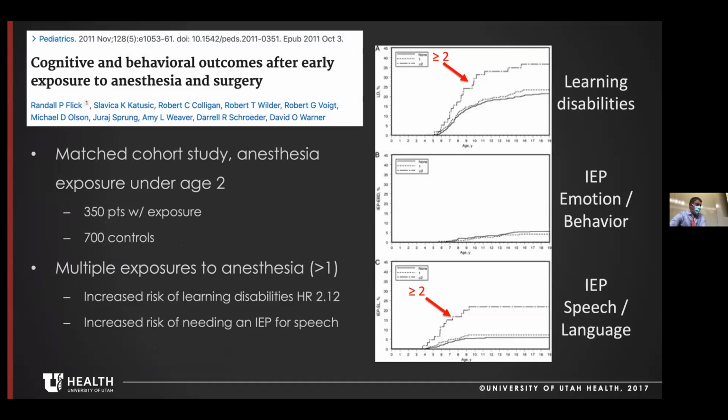Okay, so considering that, does the number of procedures really matter? Should we just be concerned about the final result? Well, there is some evidence, at least in younger children, that multiple anesthetics can be harmful. This shows a matched cohort study comparing 350 patients exposed to a general anesthetic under age 2 to 700 controls. They found that more than one exposure to anesthesia led to an increased risk of learning disabilities and an increased risk for a need for an individualized education plan for speech, with those red arrows showing the lines for 2 or more exposures.